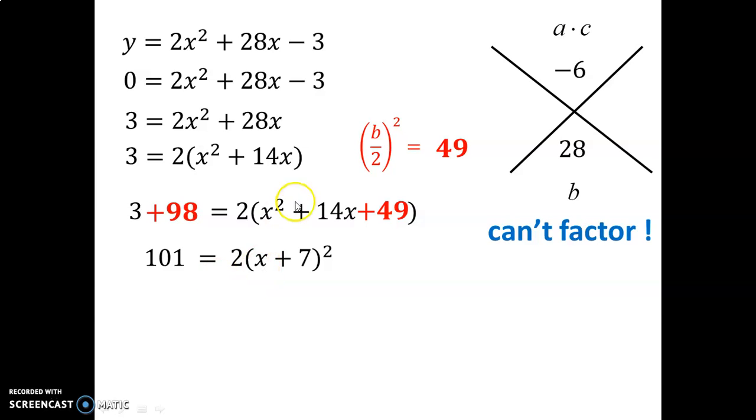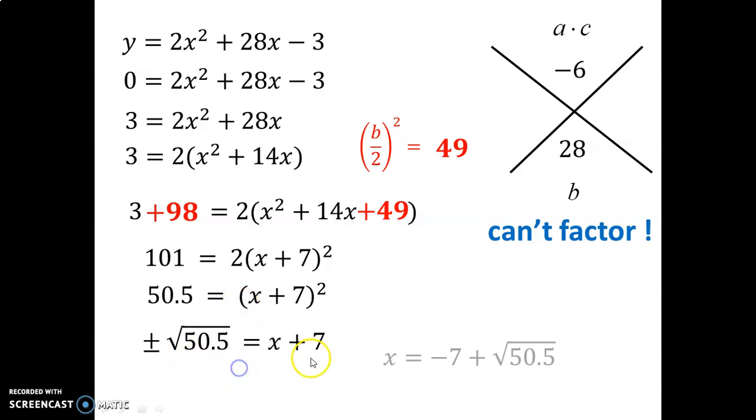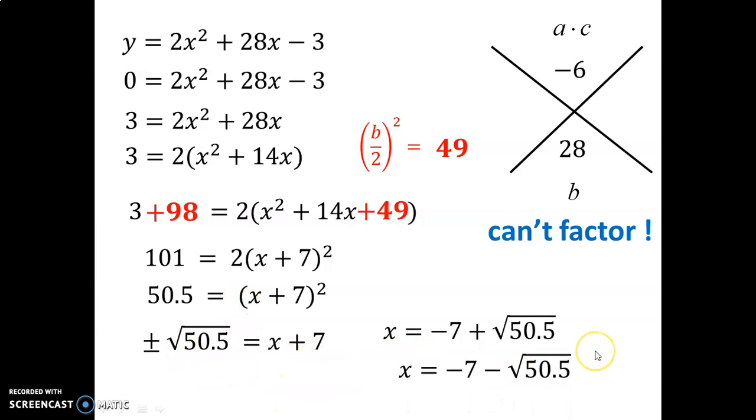Proceed. 101 equals that. Perfect square factors. Divide by 2 on both sides. Take the square root on both sides. And then move the 7 over to get two answers. Pause. I moved quickly. Check your work carefully. This is very important that you understand this process.